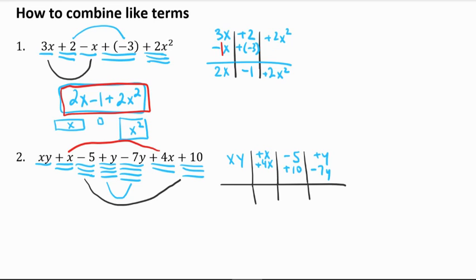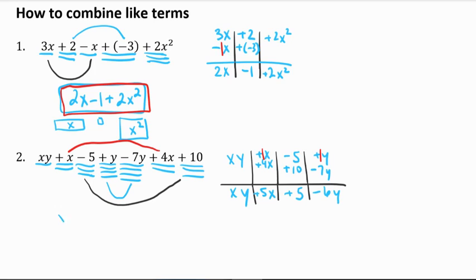All right, let's go through now and add our like terms. So xy is all alone. Remember, plus x means plus 1x. So plus 1x plus 4x would be 5x. Plus 5x. Minus 5 plus 10, that would be positive 5. And plus y again is plus 1y. So 1y minus 7y would be negative 6y.